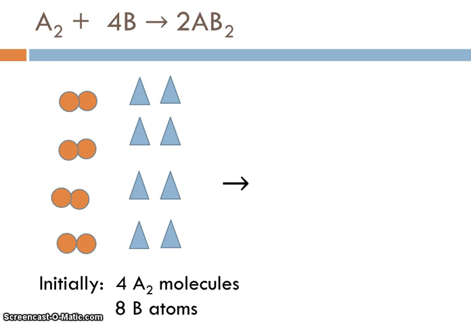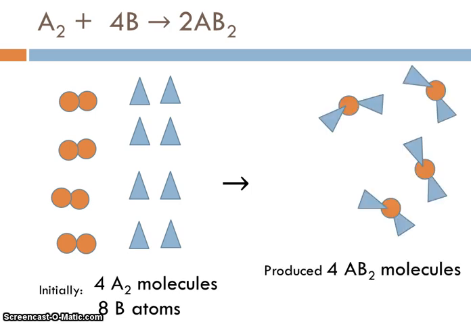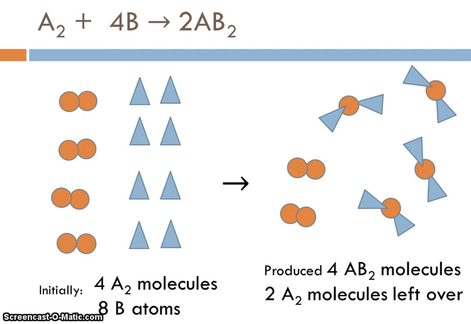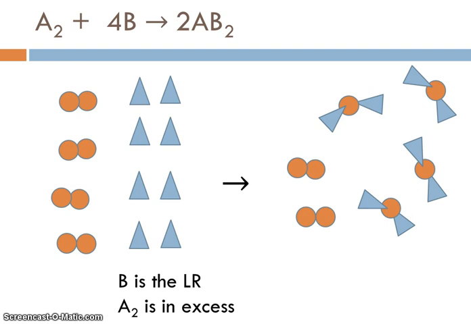Great, so if we let them all react, we're going to make 4 AB2 molecules if we put them all together. But it turns out we run out of the B atoms and we have 2 A2 molecules left over. So it's important that you understand this idea conceptually. I use up one reactant completely before the other one is exhausted. So in this case, the B atoms are the limiting reagent. I ran out of B. I had leftover A2. And my theoretical yield was 4 molecules of AB2.